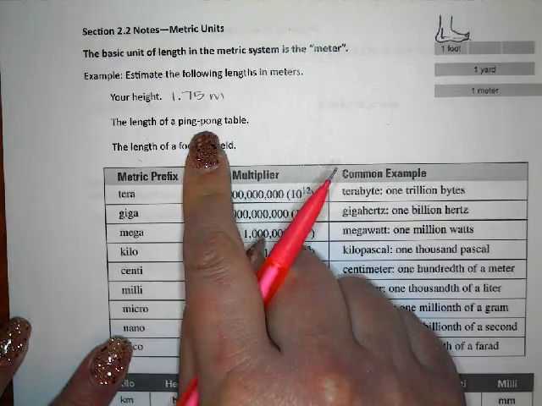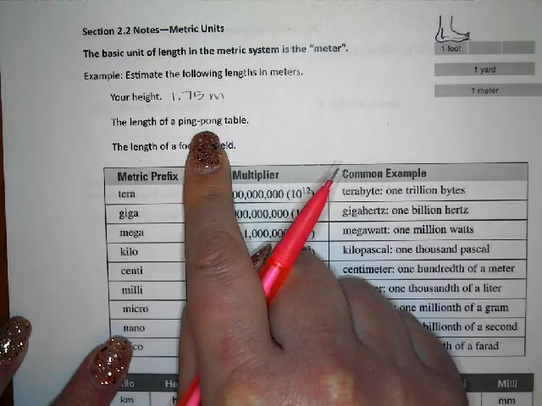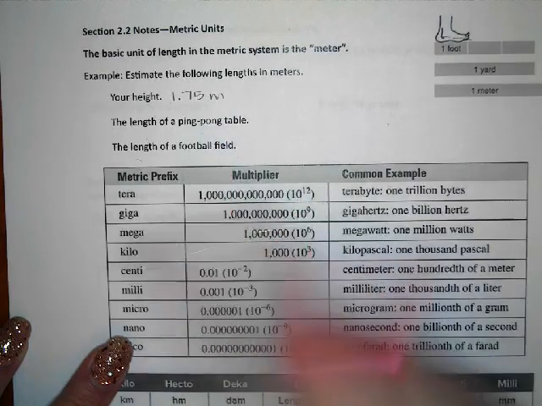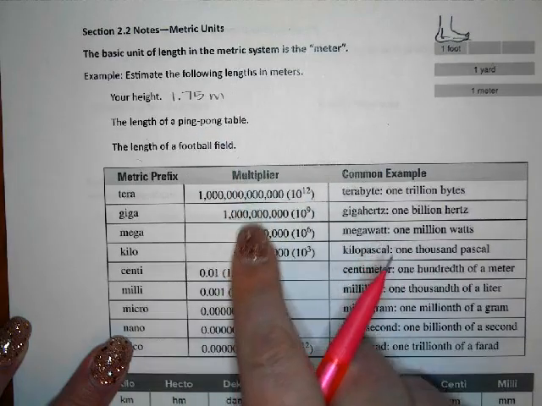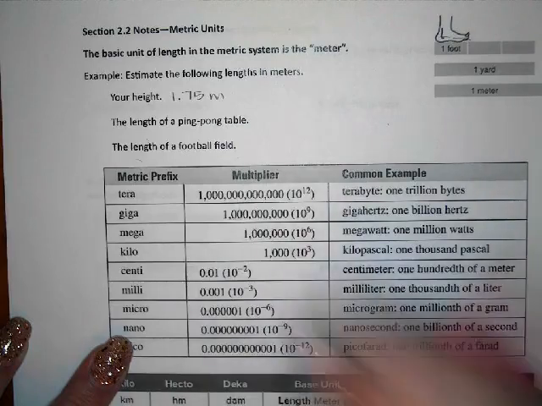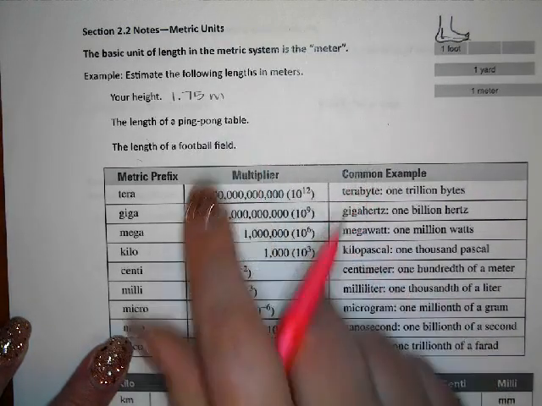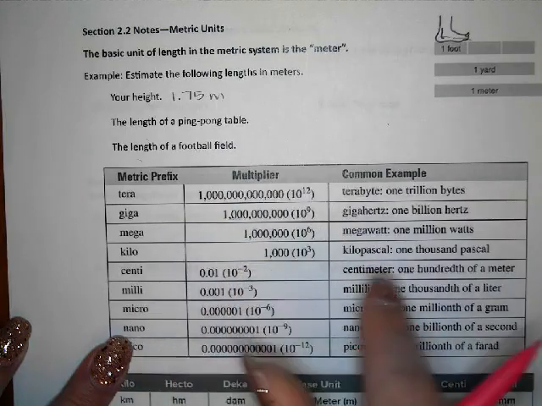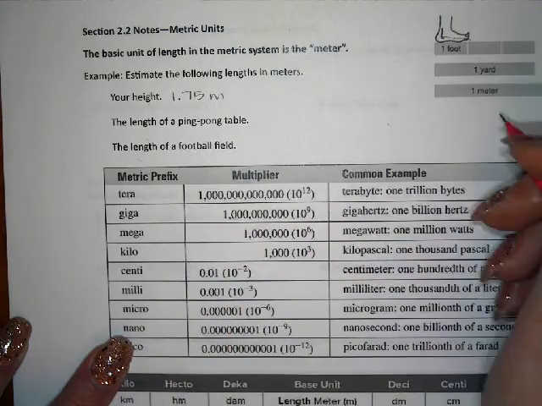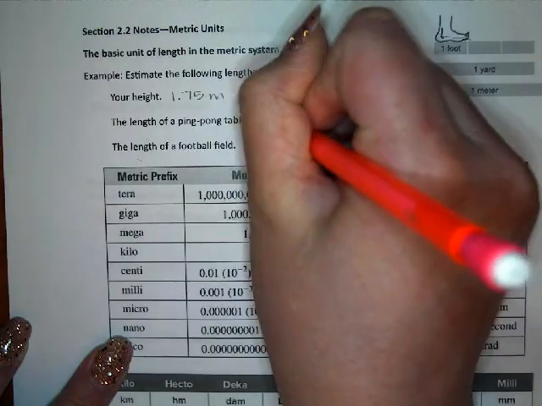The length of a ping pong table may not feel as familiar to you depending on how long it's been since you've seen a ping pong table, if you've ever seen one in real life and not just people playing back and forth maybe in the Olympics or whatever. But a ping pong table is about 3 yards, 9 feet, something like that, about 3 meters maybe.